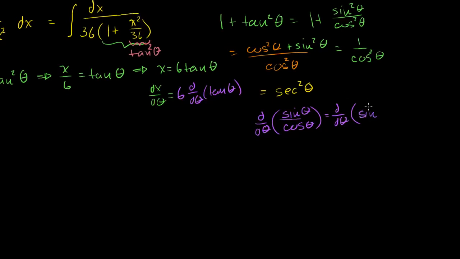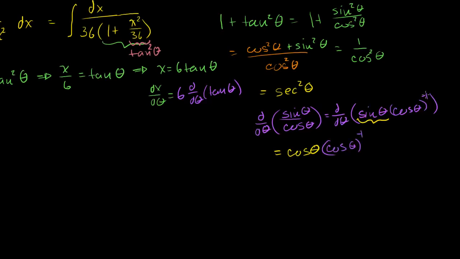Of sine of theta times cosine of theta to the minus 1 power. And what is this equal to? We could say it's equal to the derivative of the first expression, or the first function, which is just cosine of theta. So this is equal to cosine of theta, that's just the derivative of sine of theta, times our second expression, times cosine of theta to the minus 1.